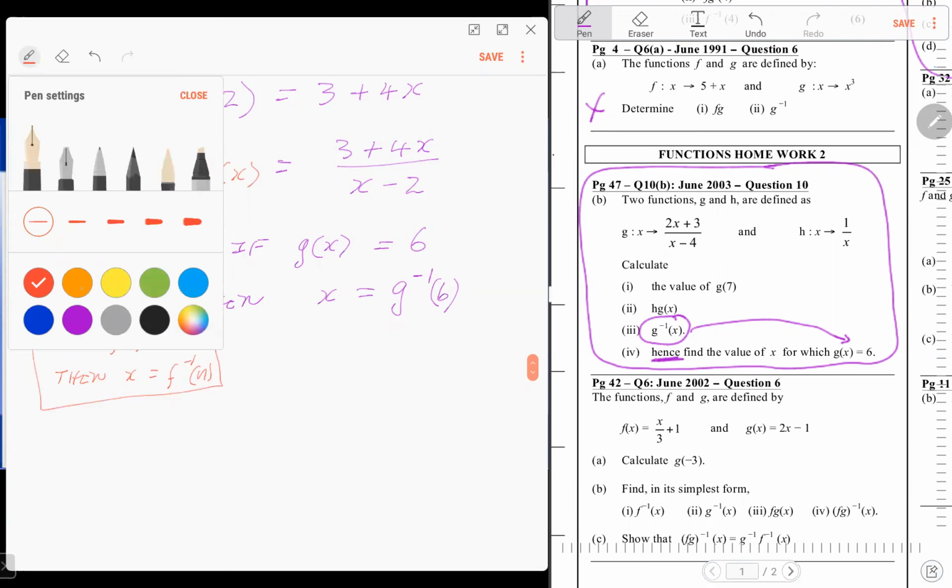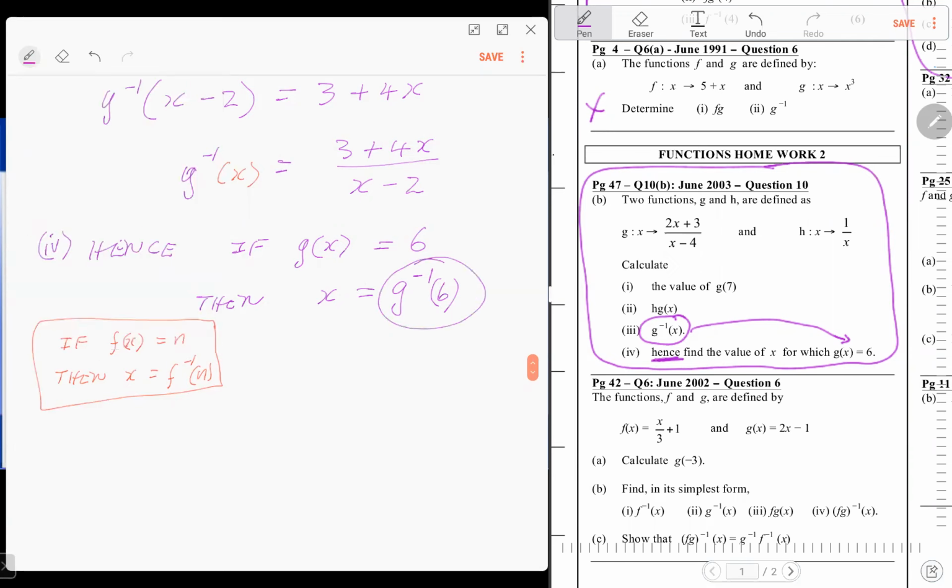So that is what we're using. And therefore, we need to find g to the minus 1 of 6. And this is our g to the minus 1 function. So all we have to do is put 6 in there. So this becomes x equals, put the g to the minus 1 there, I put in the 6, and then it's going to be (3 plus 4 times 6) divided by (6 minus 2). That's where the other x is. That's g to the minus 1 of 6. So you put 6 in the g to the minus 1 function.